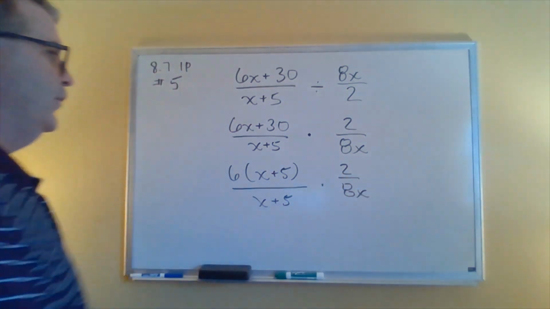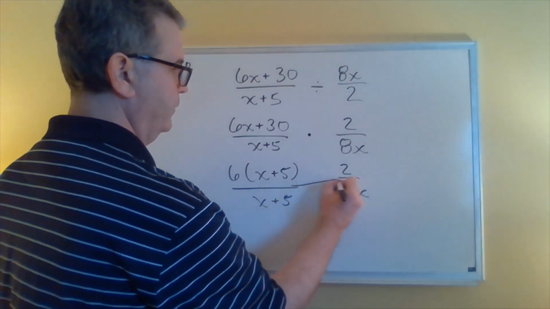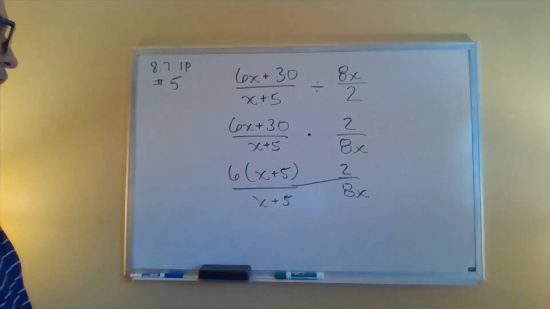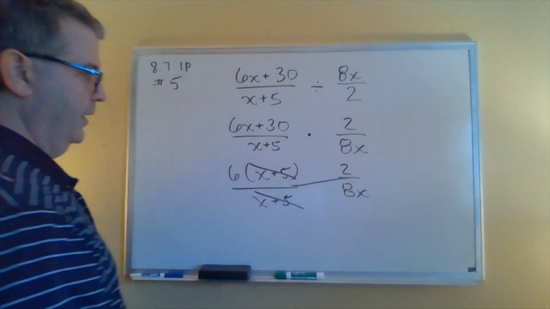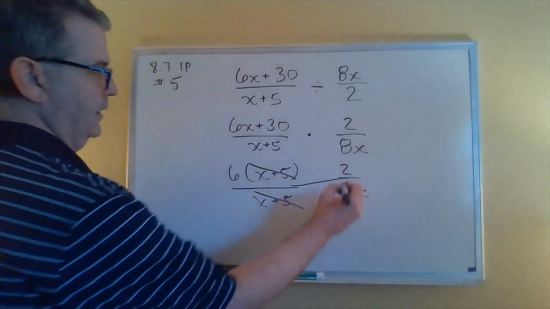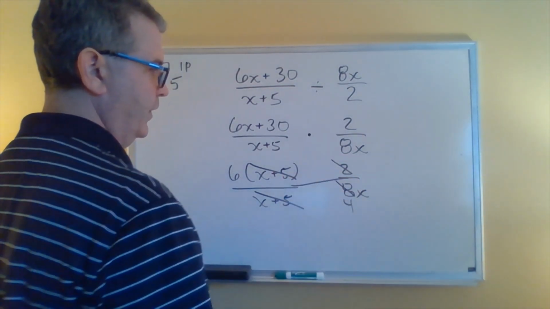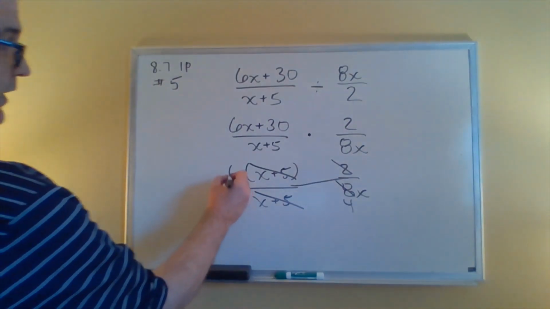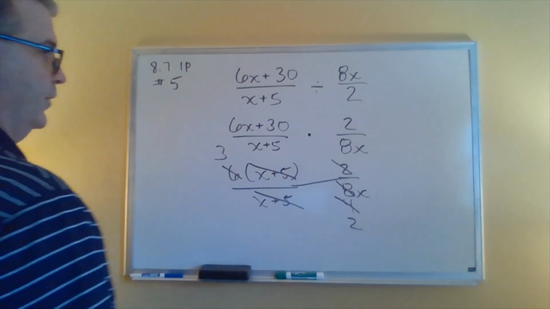Now everything's fully factored, so we can go ahead and write this as one fraction. And let's start looking for some things we can cancel out. Well, I can cancel out my factors of x plus 5 and x plus 5. I've got a common factor of 2 here, so my 8 can turn into a 4, and I have, again, a common factor of 2, so my 4 becomes a 2, and my 6 becomes a 3.